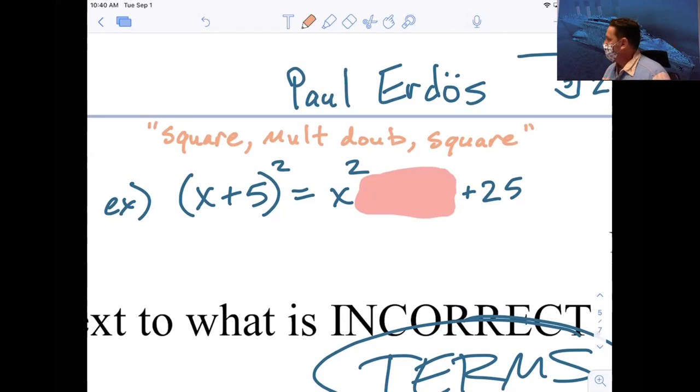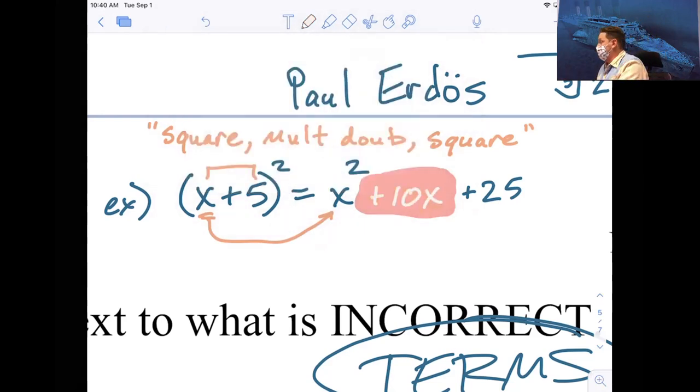What does that mean, square, multiply, double square? Well, to get the binomial squared, you square the first. That's X, so X becomes X squared. To get the middle term that's missing, you multiply these two together inside and then double it. So X times 5 is 5X. What do you get when you double it? 10X. So it's plus 10X. And then square the last. 5 squared is 25. Okay?